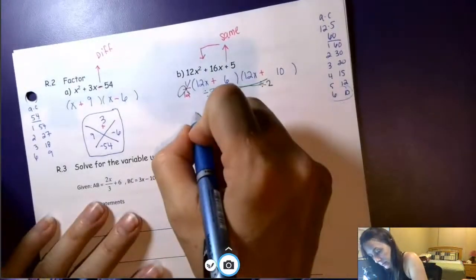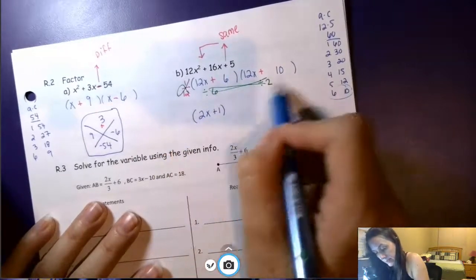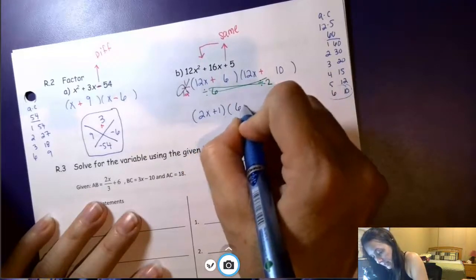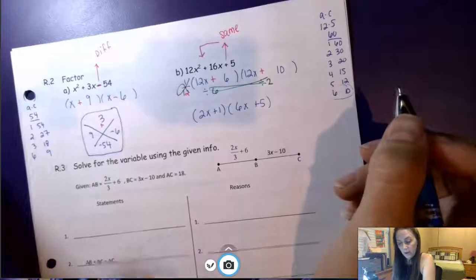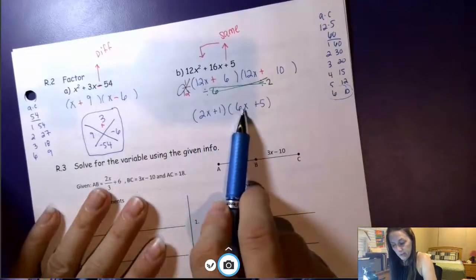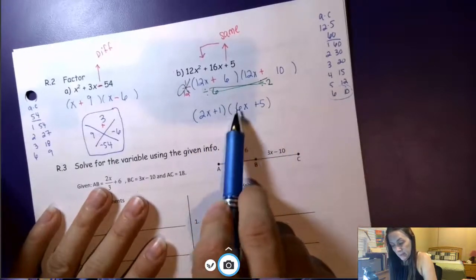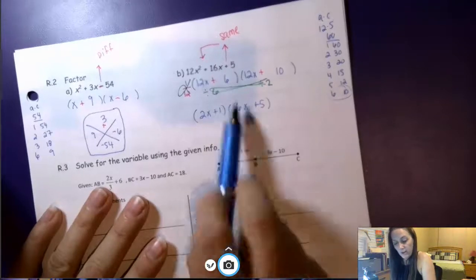So I'm going to divide this side over here by 6, and I get 2x plus 1. Divide this side over here by 2, and I end up with 6x plus 5. Now again, you can always check this by FOILing. 2 times 6 is 12x, 2 times 5 is 10, 1 times 6 is 6, 1 times 5 is 5. You add those two together in the middle, you get your 16.